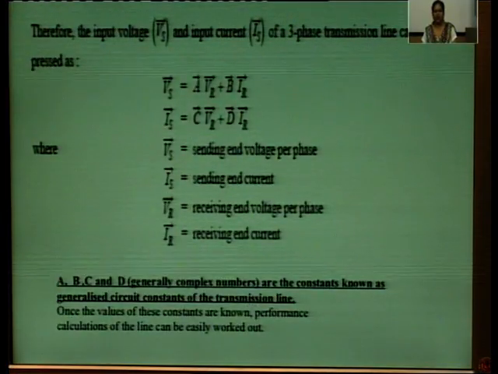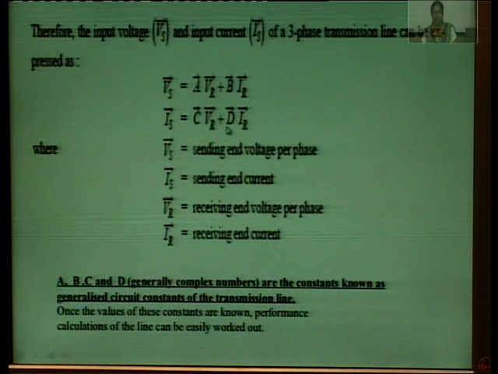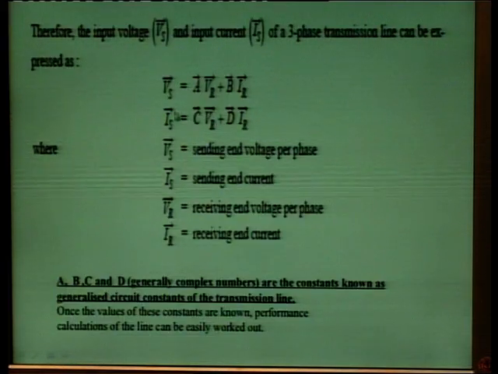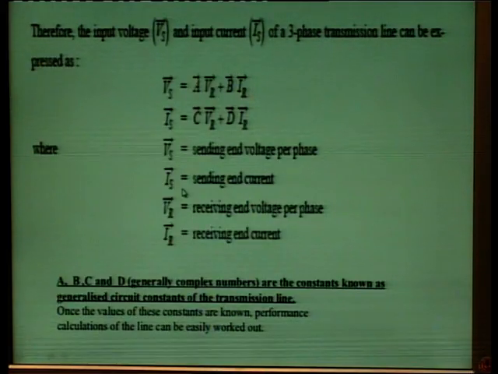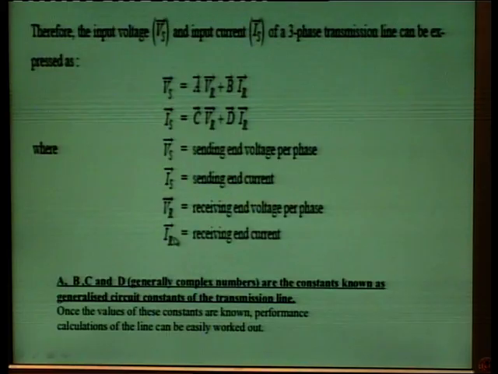Now if we take the equations Vs equal to A Vr plus B Ir and Is equal to C Vr plus D Ir, the meanings of the symbols are: Vs is the sending end voltage per phase, Is is the sending end current, Vr is the receiving end voltage per phase and Ir is the receiving end current. So this is the generalized form of the equations of generalized circuit constants, representing the voltage and current at the sending end in terms of the voltage and current at the receiving end.